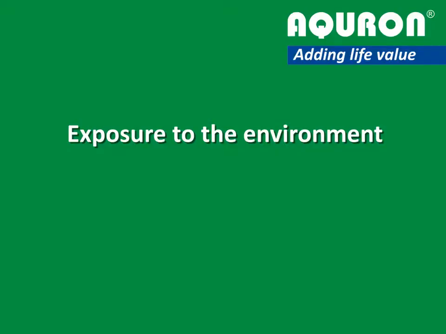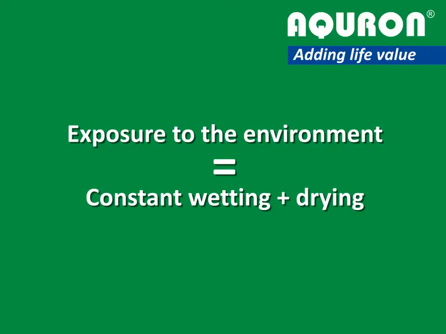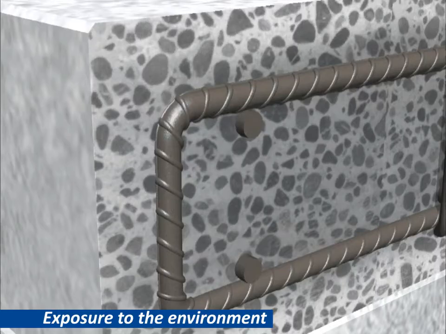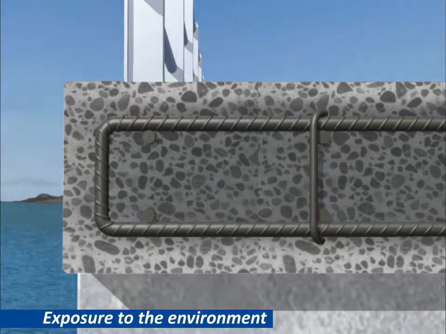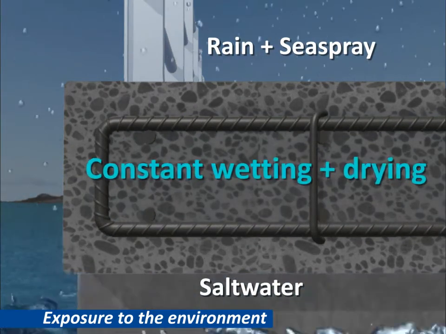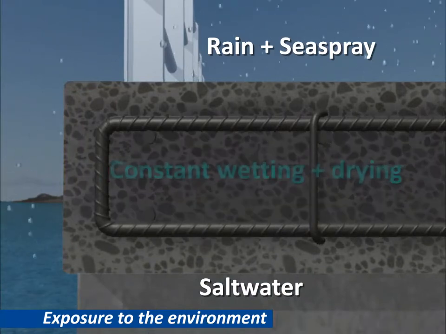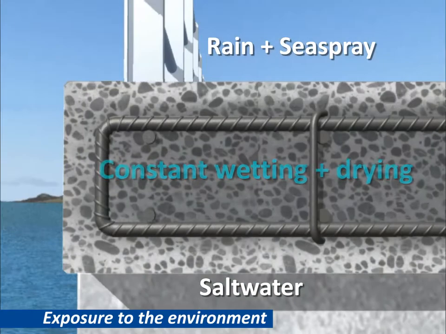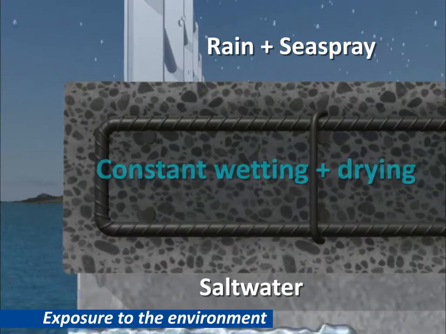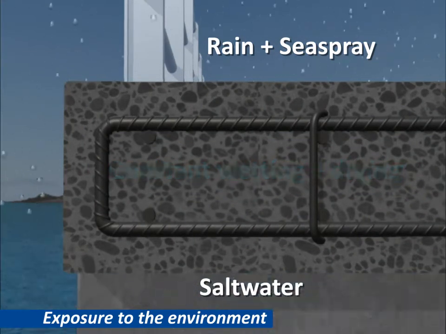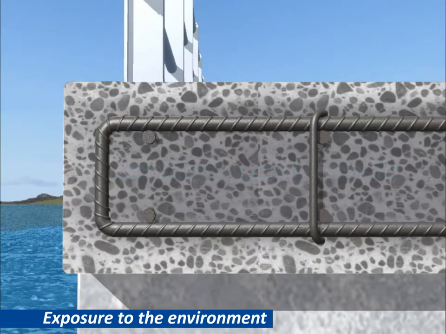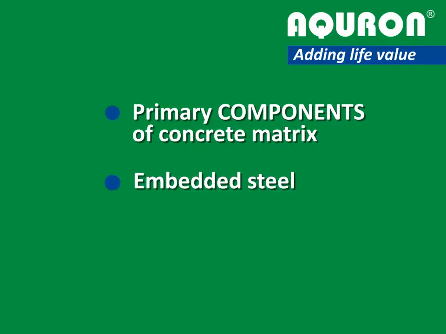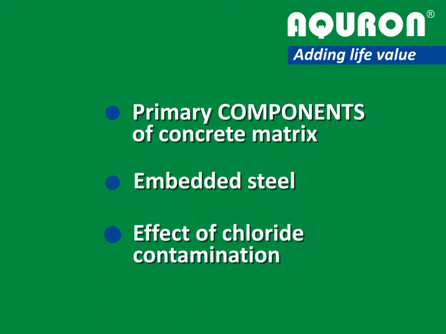Concrete with exposure to the environment is subject to constant wetting and drying. Let's have a look at these different types of exposure. Rain, sea spray, and salt water are all forms of moisture that cause the constant wetting and drying in the environment. To understand the corrosion process, we must consider the primary components in the concrete matrix, their relation to embedded steel, and the effect of chloride contamination.